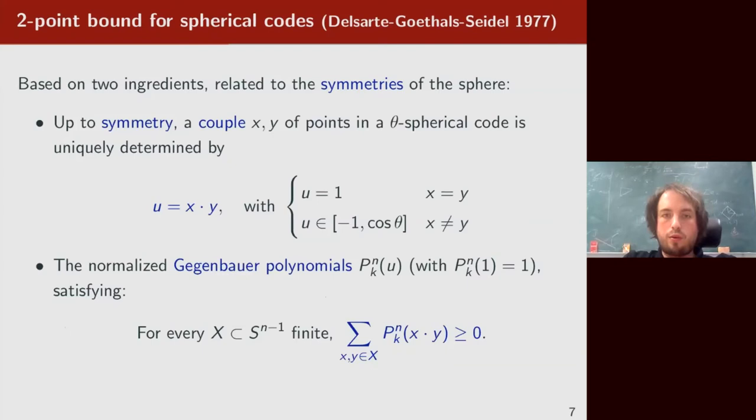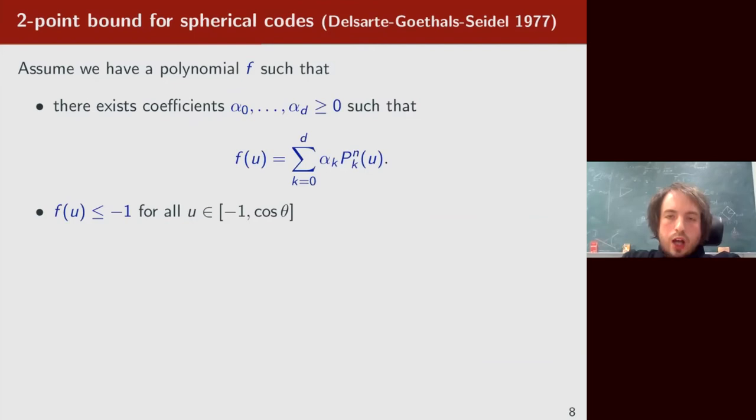Okay. So now let me try to explain how to use these things to get bounds on the size of a code. Assume you have a function, a polynomial, that can be written as a linear combination of these Gegenbauer polynomials with positive coefficients. You take such a function and assume that f(u) is at most minus one for every u that is a possible inner product in your configuration. What I want to tell you is that whenever you give me such a function, this will give me a bound on the best possible size of a code.